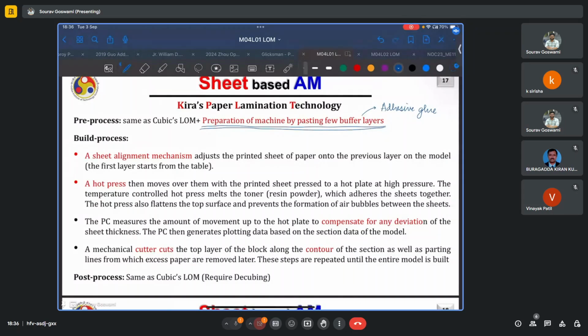This addition of the first layer is very important in all other additive processes as well. Like I can give you an example. Typically, in the case of DED as well, for the first layer, we only use say 90% of the printing speed.